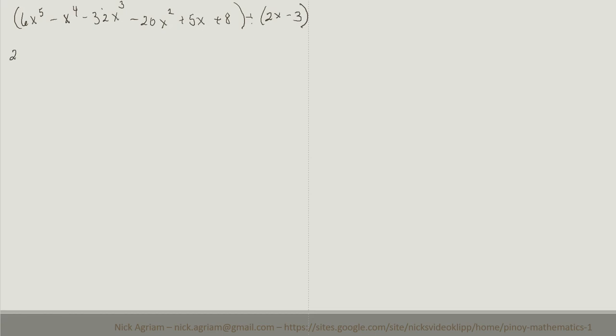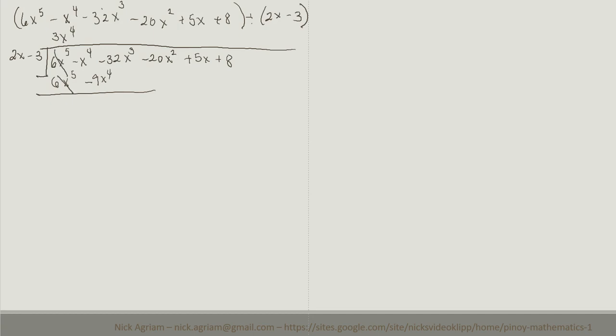We have 2x minus 3 dividing 6x raised to 5 minus x raised to 4 minus 32x raised to 3 minus 20x squared plus 5x plus 8. We will start with the first term. We have 6 divided by 2 is 3x raised to 4. So we have 6x raised to 5 minus 9x raised to 4.